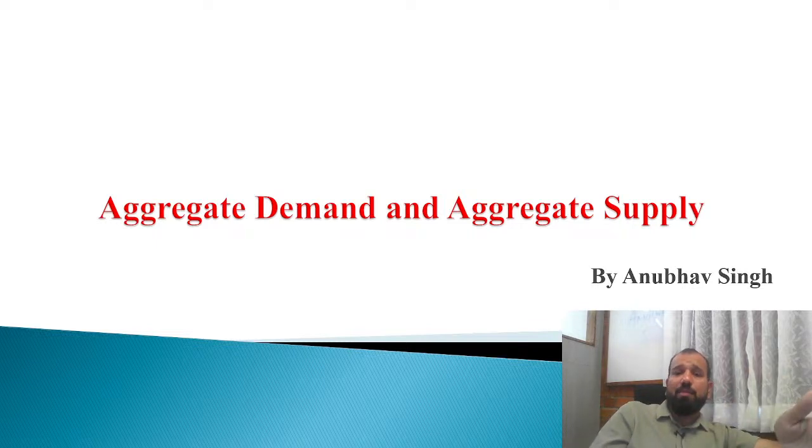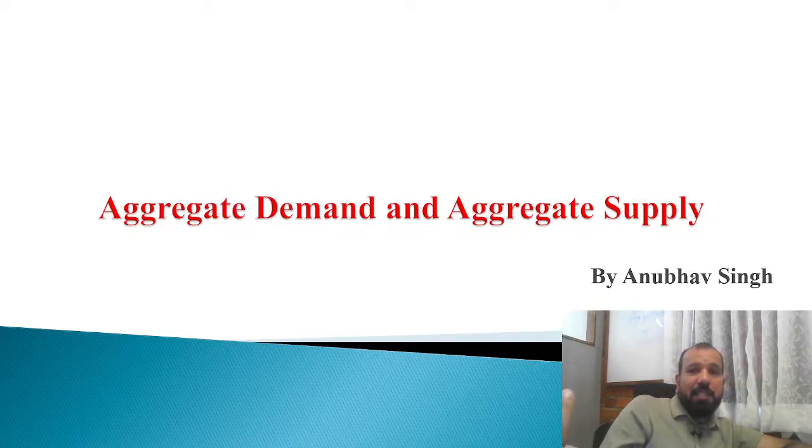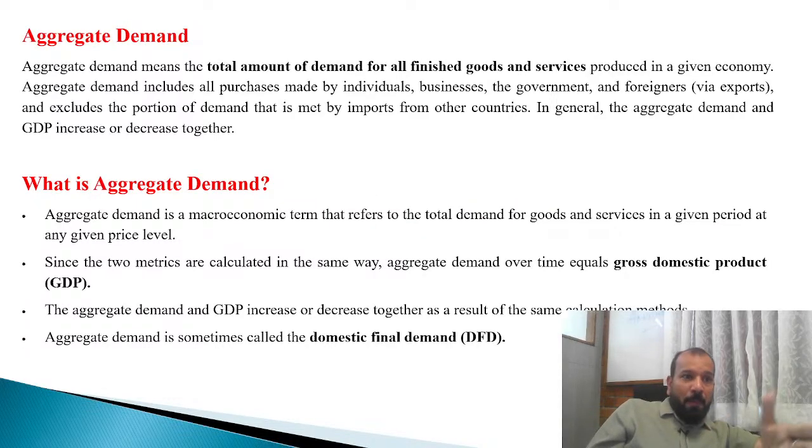The aggregate supply is more than aggregate demand. Aggregate demand is more than aggregate supply. Inflation, deflation. When aggregate demand is more than aggregate supply, there is inflation. When aggregate supply is more than aggregate demand, then deflation. Now, what is aggregate demand?